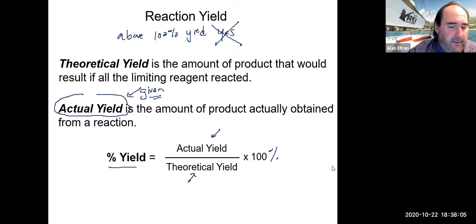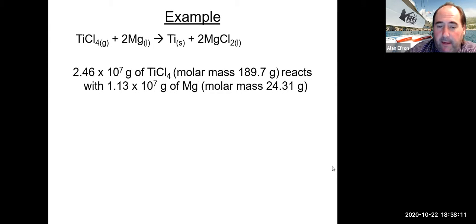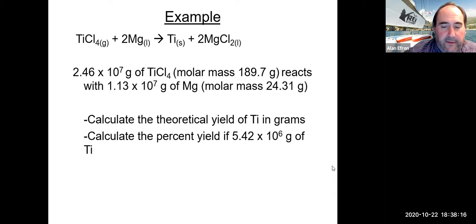Any questions on that there? All right, so why don't you give this one a go, see what you come up with. We want to calculate the theoretical yield of Ti and also the percent yield if we yielded 5.42 times 10 to the 6 grams. So take a few minutes here, see what you come up with. So 2 answers there. What is your theoretical yield and what is your percent yield?